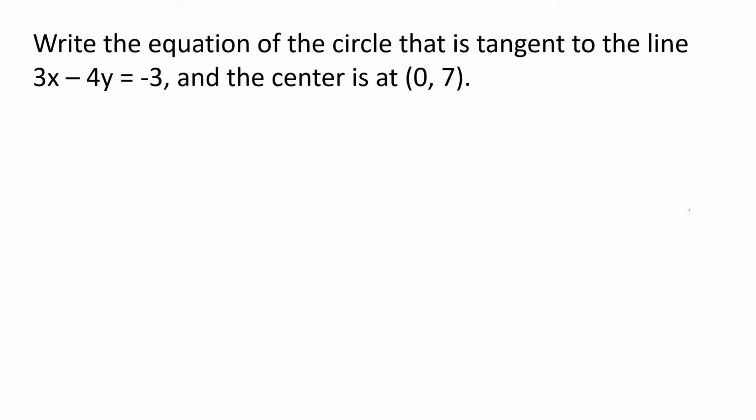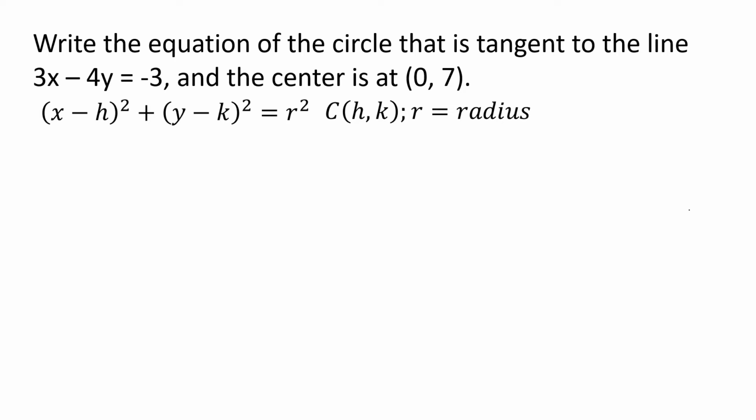From the standard form of the equation of the circle, (x minus h) squared plus (y minus k) squared equals r squared, where the center is at (h, k) and r is the length of the radius. To write the equation of the circle in standard form, we first need to identify the coordinates of the center, which is (h, k), and the length of the radius r, and substitute them into the standard form of the equation of the circle.